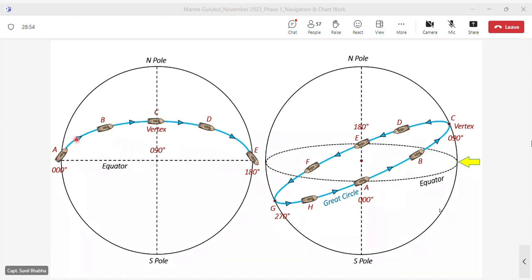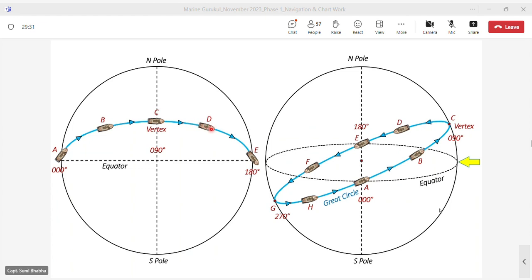So this is how the track is going to look when you view it in the direction shown by the yellow arrow. You can now clearly see that before reaching the vertex, the vessel is on a northeasterly course. The course is continuously changing. At the equator, it is on a particular course. The course keeps on changing, and as the vessel reaches the vertex, the highest latitude point, the course is exactly 090. After crossing the vertex, the course goes into the southeasterly quadrant.